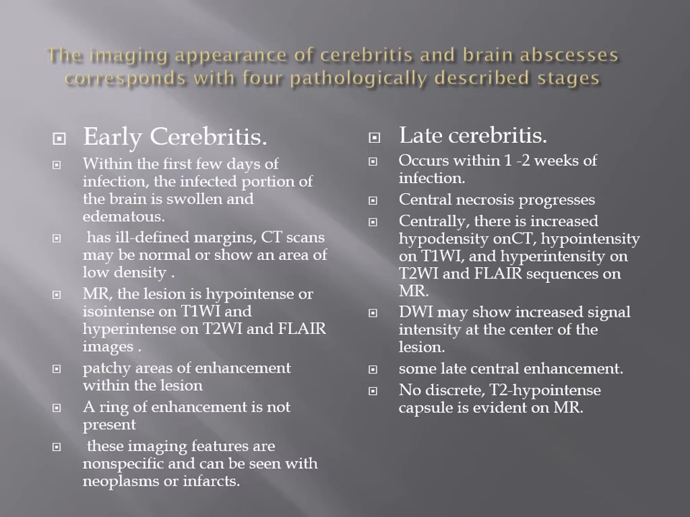Late cerebritis occurs within 1 to 2 weeks of infection, as central necrosis progresses. Centrally, there is increased hypodensity on CT, hypointensity on T1 weighted, and hyperintensity on T2 and FLAIR sequences on MRI. Diffusion weighted may show increased signal intensity at the center of the lesion. Some late central enhancement, but no discrete T2 hypointense capsule is evident on MRI in late cerebritis.